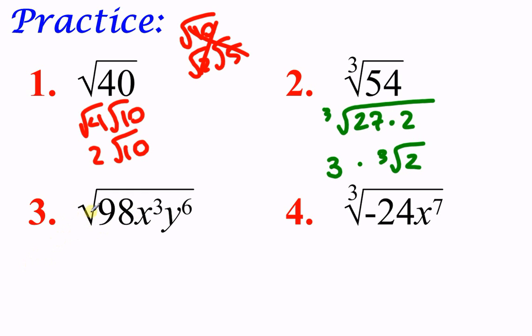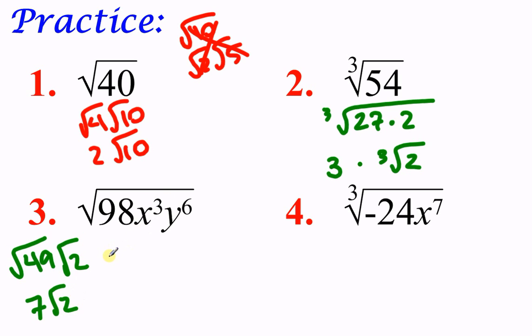The square root here, there's a lot of stuff going on with this one. I usually just break this down into numbers, x's, y's, just go one group at a time. So the 98 is going to be 49 times 2. The x third we can come back to in a little bit. The y6 we'll come back to in a little bit. This will just be 7 and square root of 2.